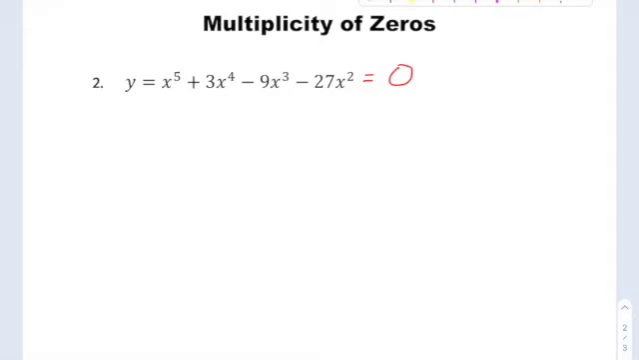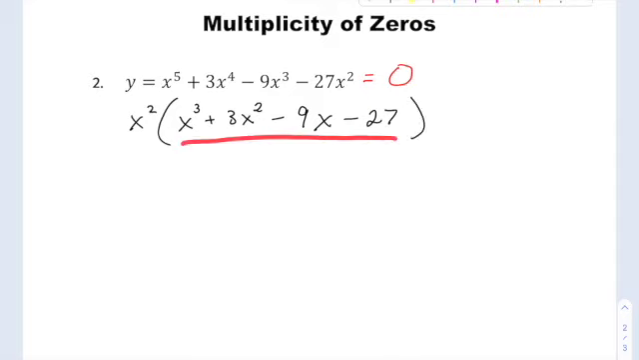And first thing I can do, look for that greatest common factor, which would be x squared. And take x squared out. That is the greatest common factor. What are we left with? We will then have x to the third plus 3x squared minus 9x minus 27. Okay, now we want to try to factor this 4-term polynomial a little further. And factoring something with 4 terms, that's when we typically try grouping.